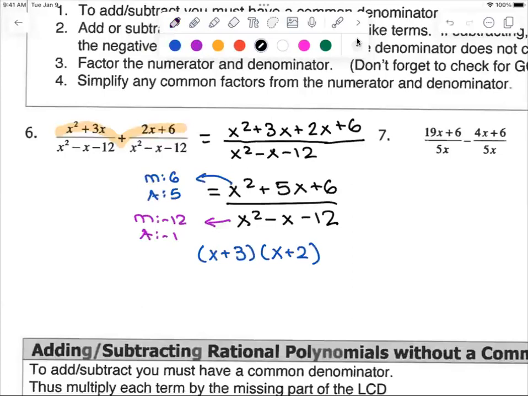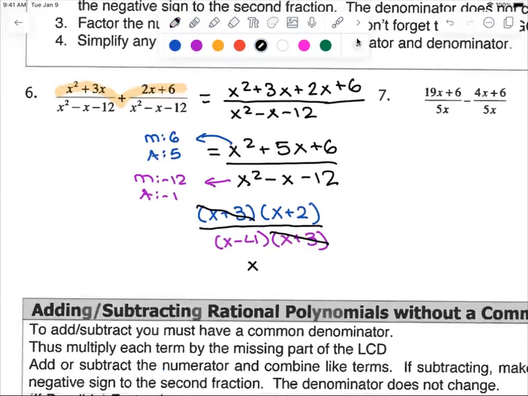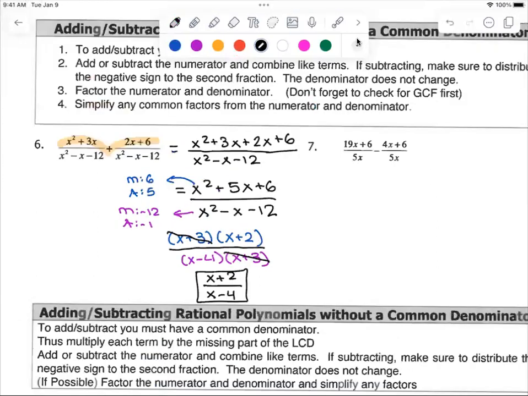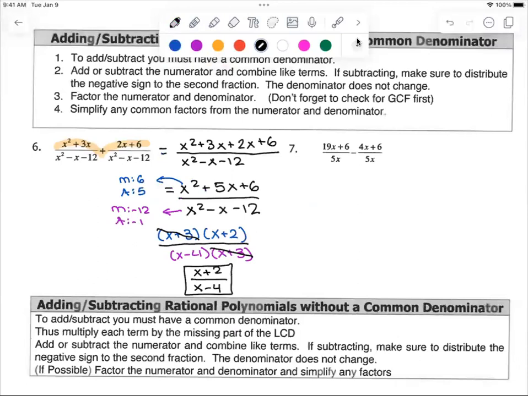So that is going to be negative 4 and a positive 3. Now that I've factored, now I can cancel. x plus 3 and x plus 3 is gone. So my final answer here is x plus 2 over x minus 4. Done. You can't cancel your x's. You have to cancel all of x plus 2. Sometimes I see people try to do that. You cannot do that. Order of operations says you can't.